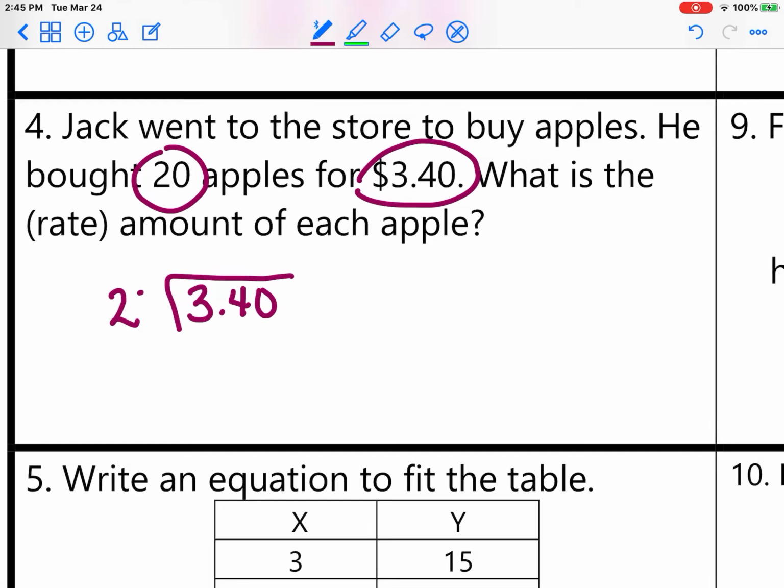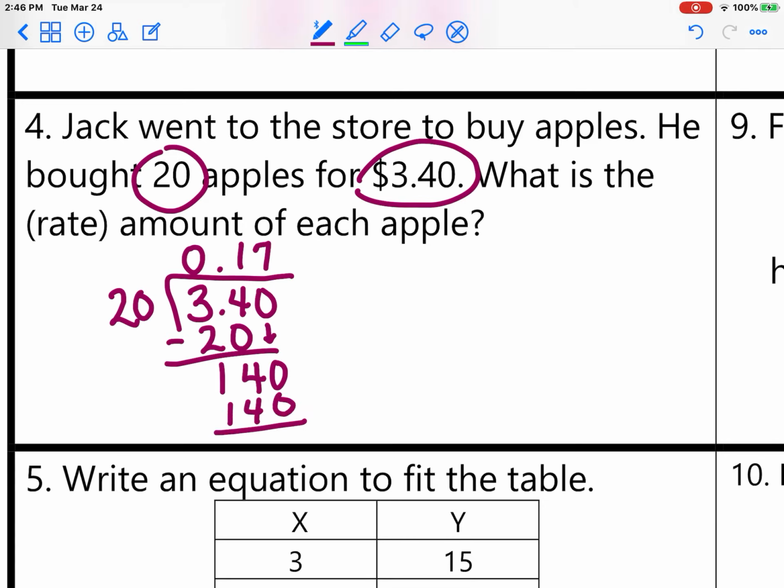So it's $3.40 divided by 20. 20 doesn't go into 3, so I know those apples were less than $1 a piece, right? 20 will go into 34 one time. And then I subtract. 1 times 20 is 20. 4 minus 0 is 4. 3 minus 2 is 1. And then I bring down that last 0. 20 goes into 140 7 times evenly. Those apples cost 17 cents each.